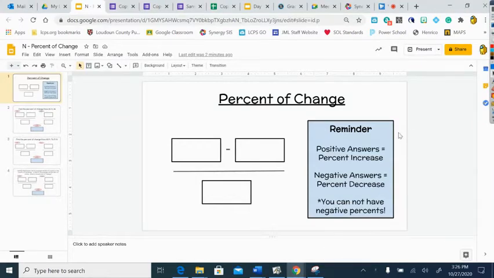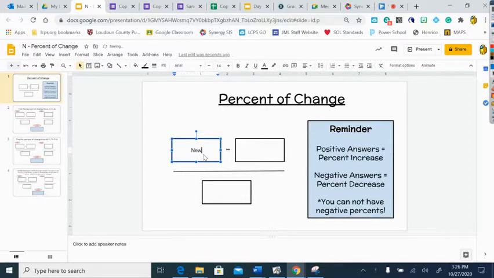Hi everybody. In this video I'm going to go through and talk about our new topic, percent of change. For percent of change, we're going to be using a formula this week in order to find our answers. Our formula is going to be called NO-O. But what it really is, it is the new number minus the old amount of something divided by the old.